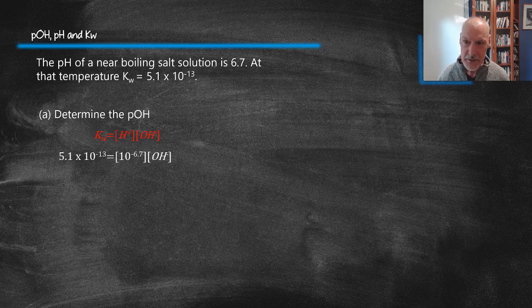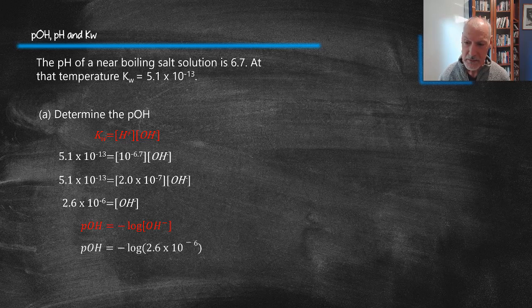So first of all, for Kw, 5.1 times 10 to the negative 13, and the hydrogen ion concentration is 10 to the negative 6.7. I'm going to turn that into a more manageable number. 10 to the negative 6.7 is equal to 2 times 10 to the minus 7. Now I can solve for the hydroxide ion concentration. Consulting again the IB data booklet, the equation to convert into pOH is the negative logarithm of that, and we arrive at 5.6.